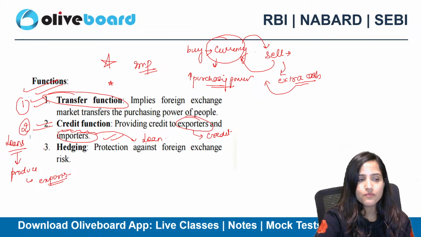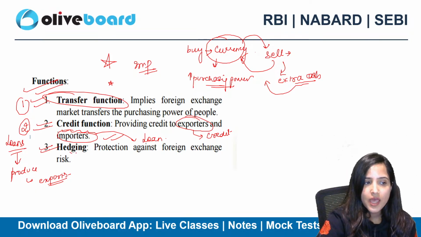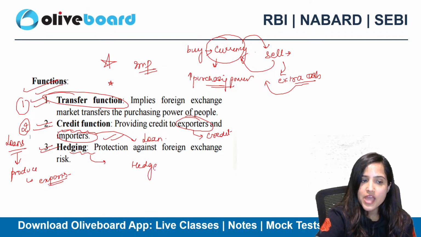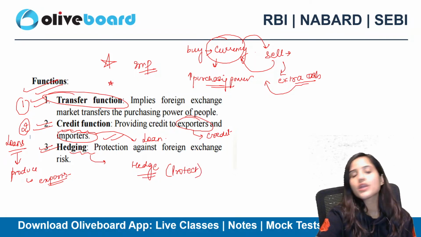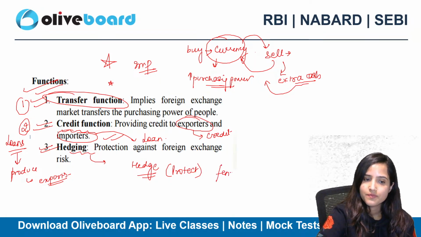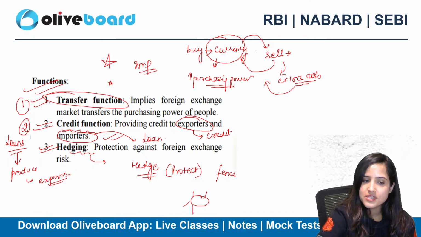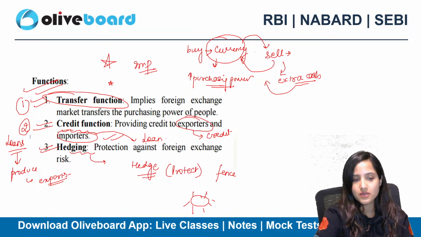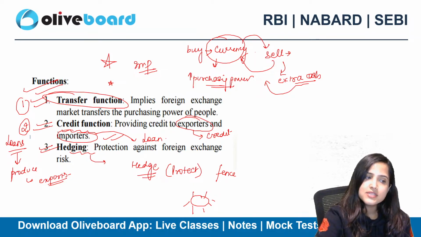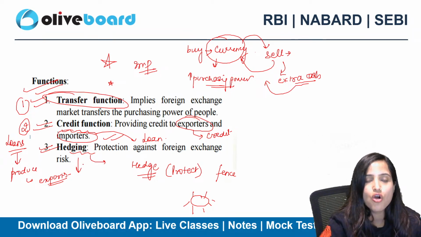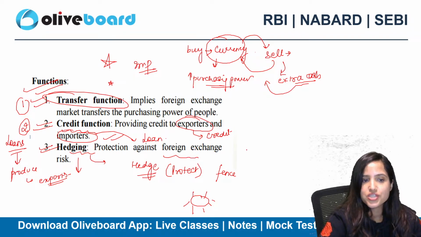Now the third function is hedging. What do you mean by hedging? The word hedge means to protect. Hedging is basically, you can take an example of a fence. Suppose this is a ground, and you build fences around it. That means you are protecting that ground, right? It is the same function of hedging in the foreign exchange market, where you protect against the foreign exchange risk.